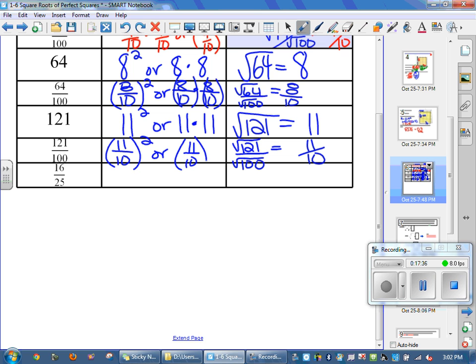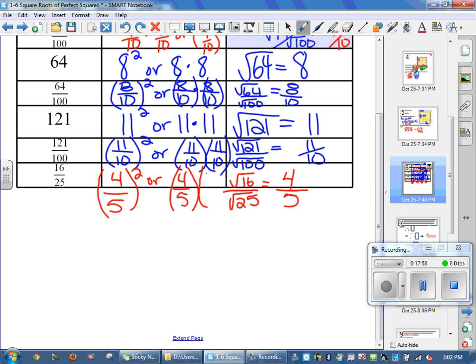Okay, same thing on the very bottom one. We're going to square root both numbers. So we're going to get square root 16 on top of square root 25, which gives me 4 on top of 5. So over here, I'm going to get 4 over 5 squared, or 4 over 5 times 4 over 5. Okay, let's move on to some fractions.